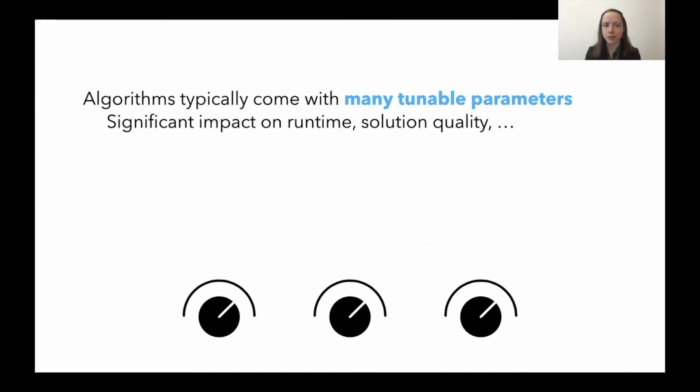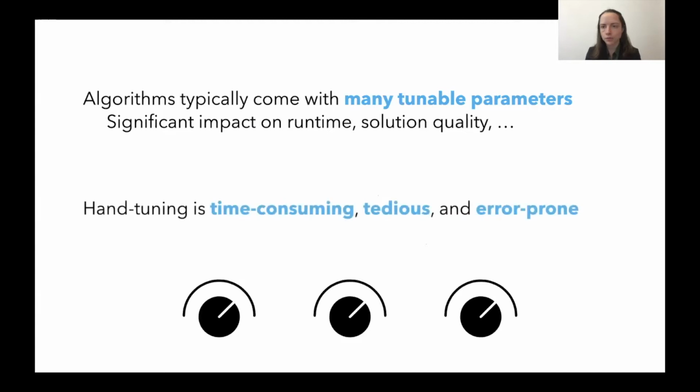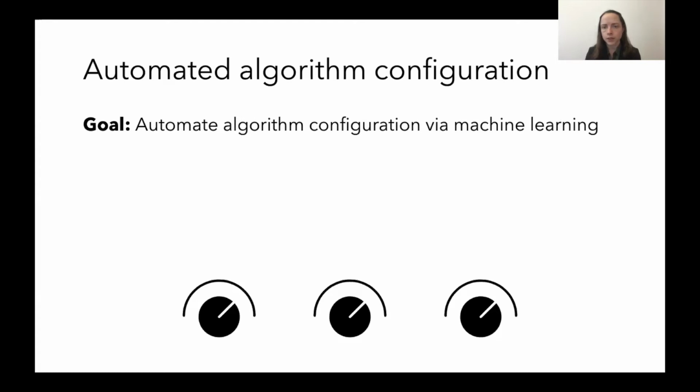Algorithms often come with a ton of tunable parameters, and these parameters can have a significant impact on the algorithm's runtime, its solution quality, and so on. Oftentimes, domain experts are left to tune these parameters by hand, a process that can be time-consuming, tedious, and error-prone. In this line of research, our goal is to automate the process of algorithm configuration using machine learning.